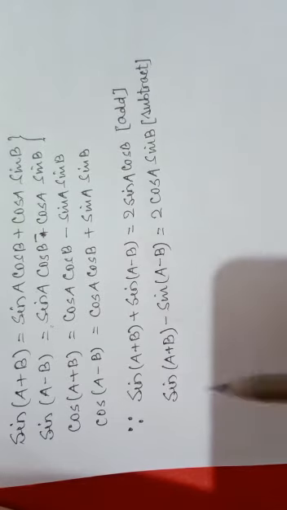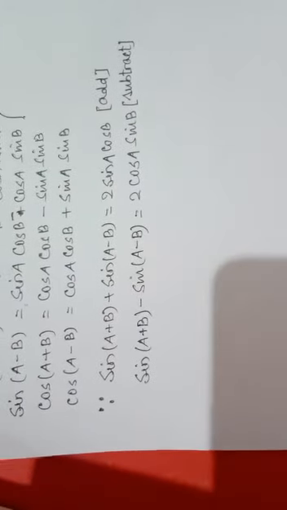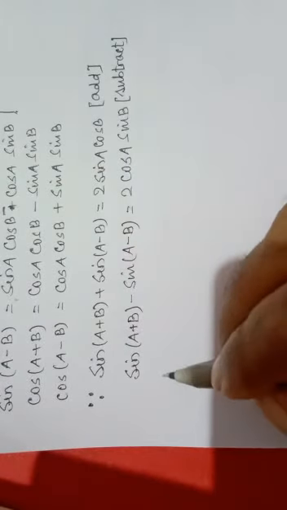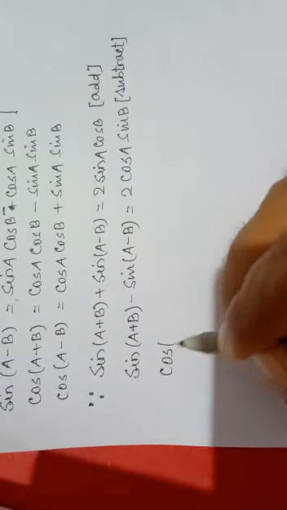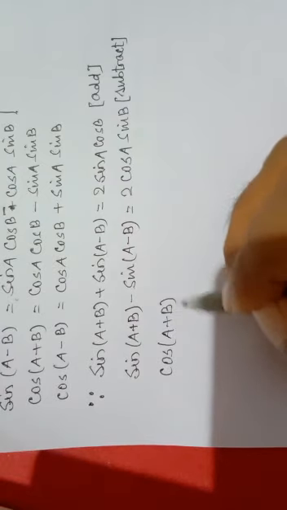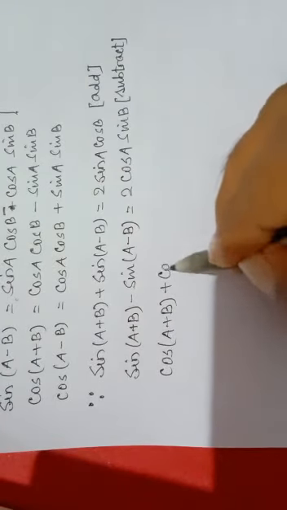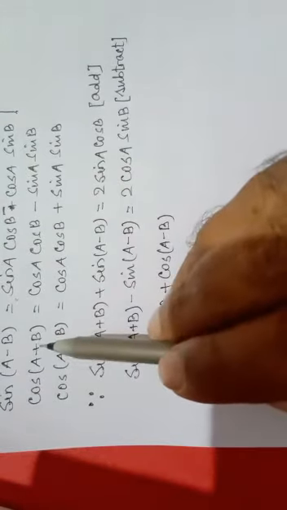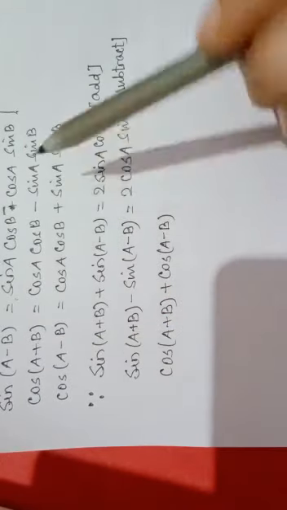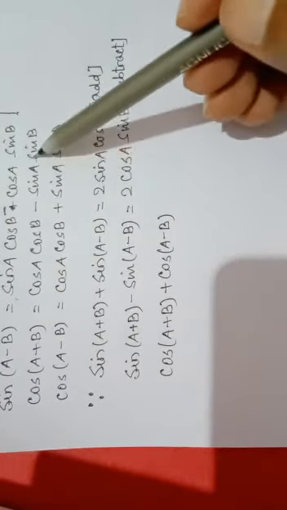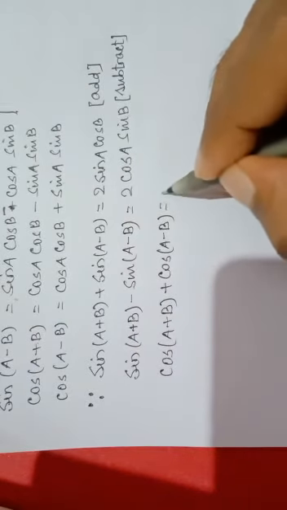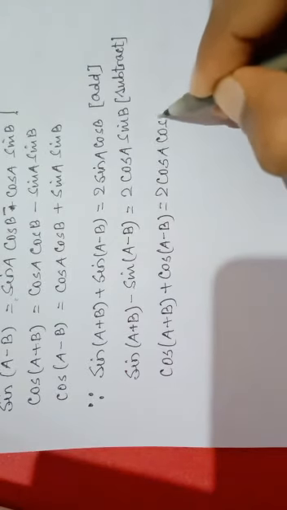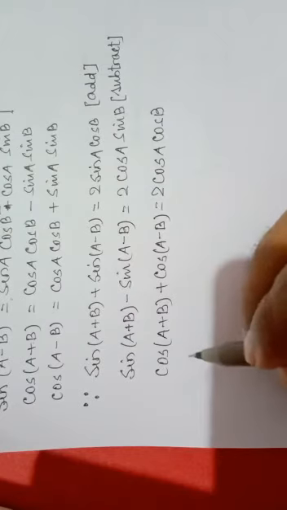Similarly, add the third and fourth formulas. After adding, we get cos(A+B) plus cos(A−B). When we add, the terms of sine are cancelled, and we have only 2 cos A cos B left.